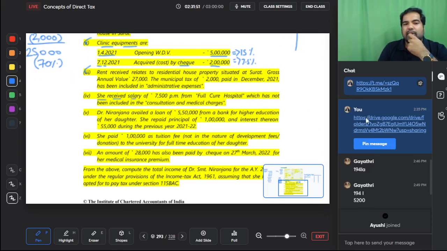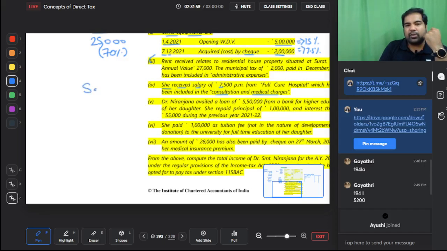She received salary of 7,500 per month from Full Care Hospital, which has not been included in the consultation and medical charges. So she has some salary income as well, lots of heads. Salary income 7,500 into 12, but make sure you minus 50,000 because SAP minus SEP always.